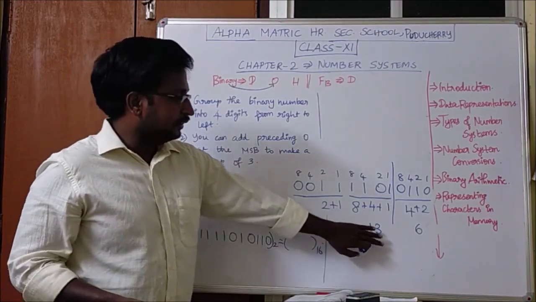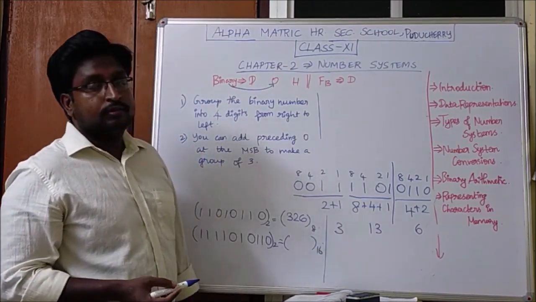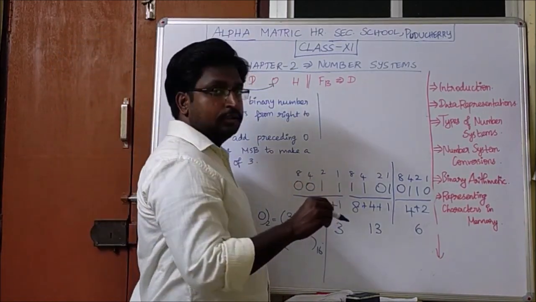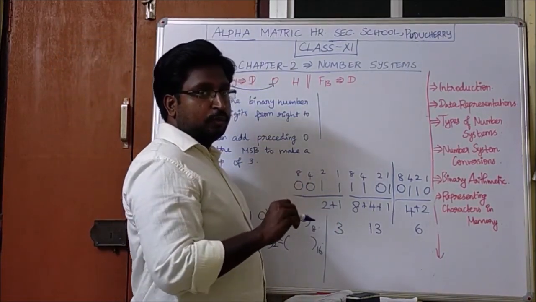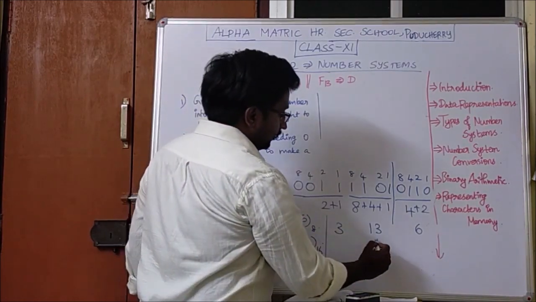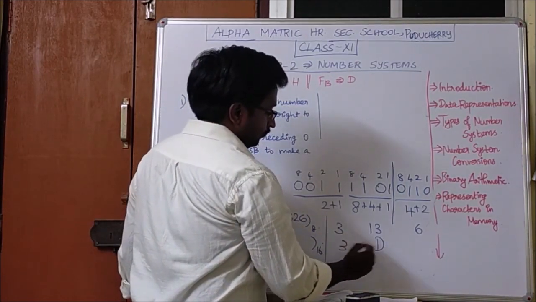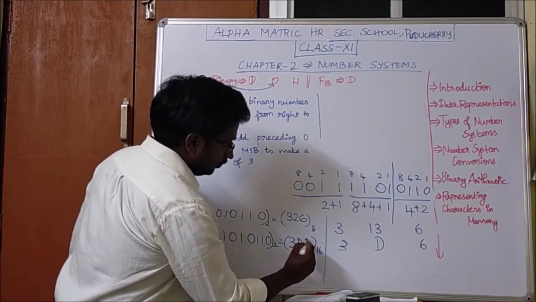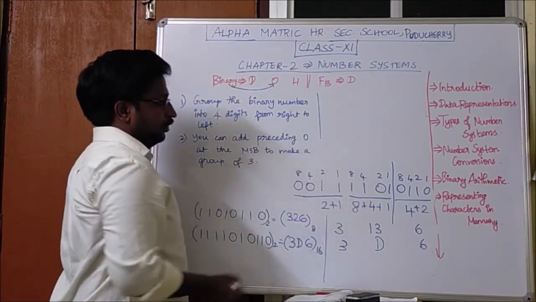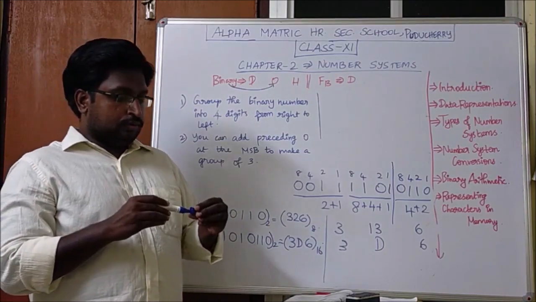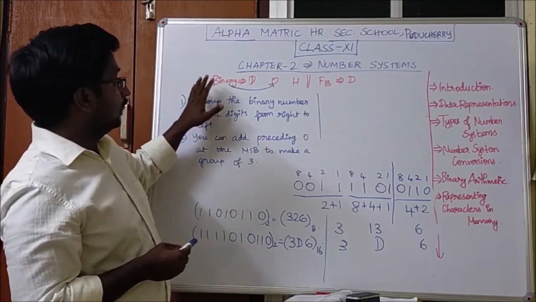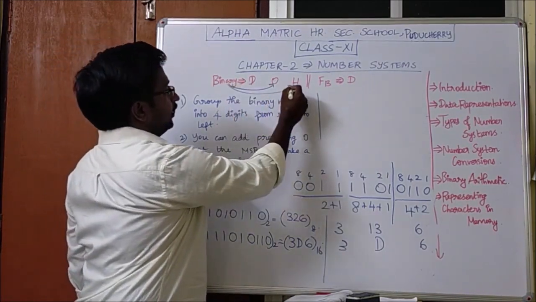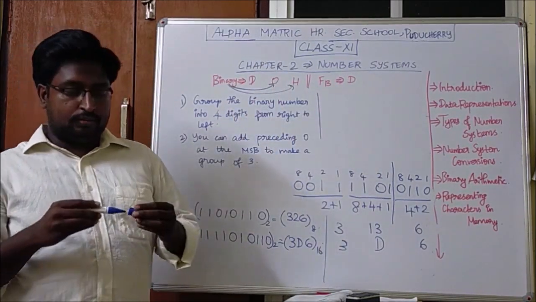Here in hexadecimal there is no number called 13. Instead you have to write its equivalent. That is A for 10, B for 11, C for 12 and D for 13. So 3D6 to the base 16. So this is how we have to convert binary to octal and binary to hexadecimal.